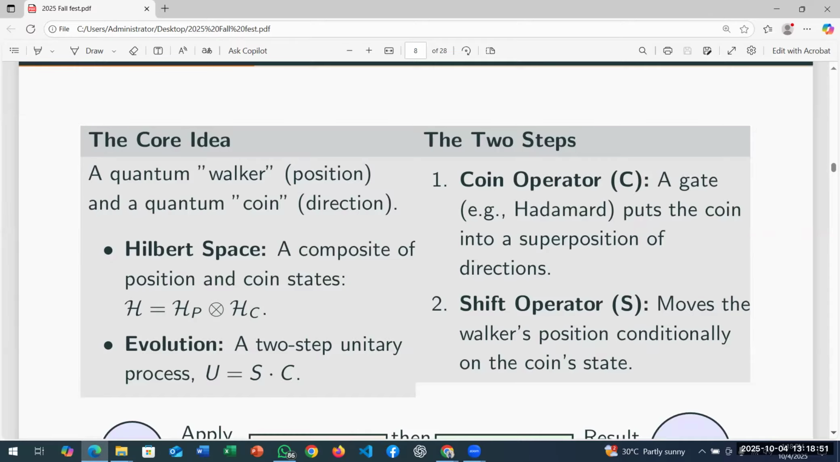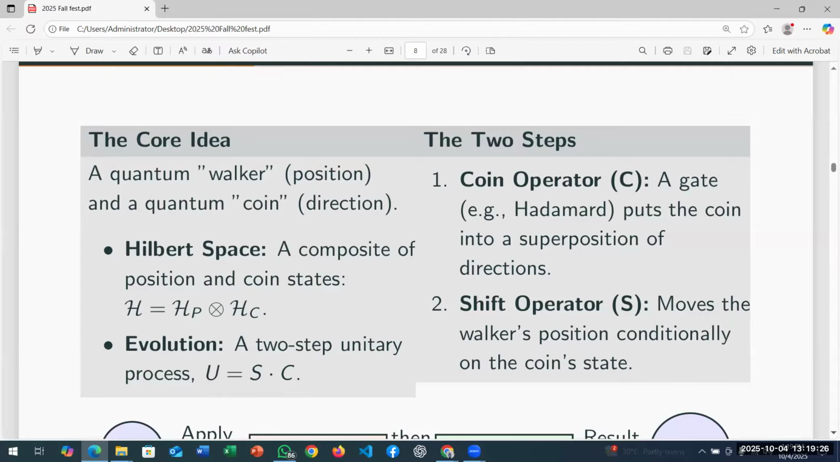Now, this is the Hilbert space composition. It is the tensor product of the position and the coin operator. And for coin operators, we have different types. We have our Pauli gates X, Y, Z. We have I, we have Hadamard and the like. So these are what comprise our coin operators.